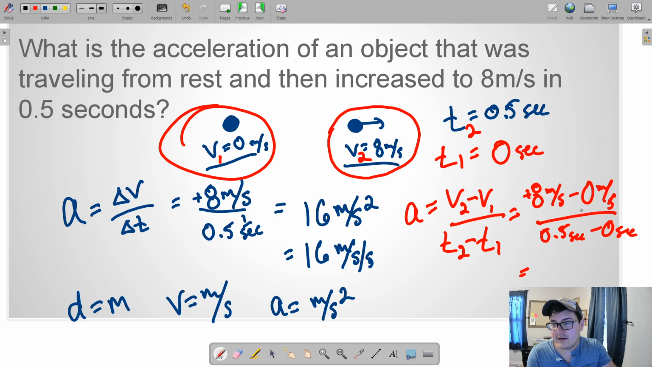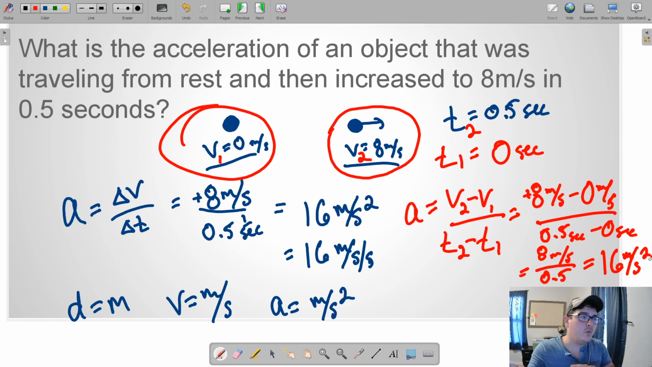Because 8 minus 0 is just 8 meters per second, and 0.5 minus 0 is just 0.5 again. So this is going to get us again to the same answer. So I don't care which approach to the question you want to do. You can do change in velocity over change in time, or you can do v2 minus v1 over t2 minus t1. Both are okay. Use whatever you like, whatever you want to use most.